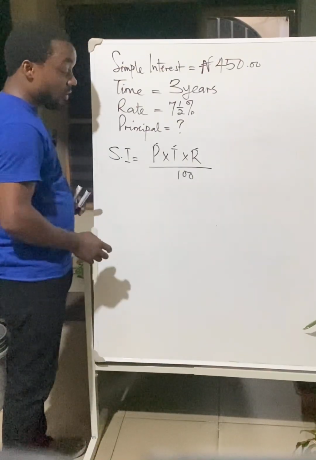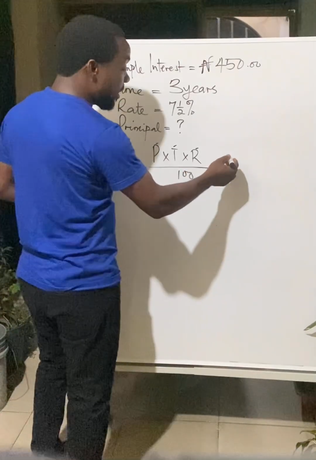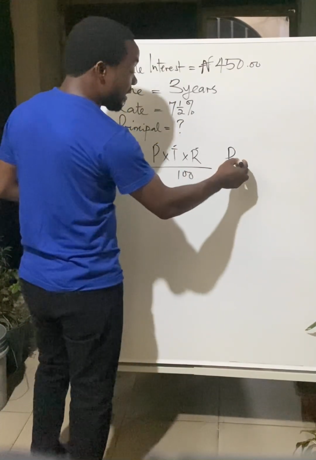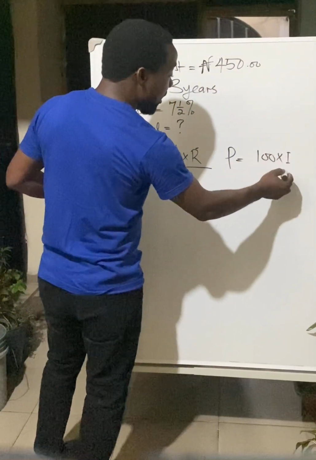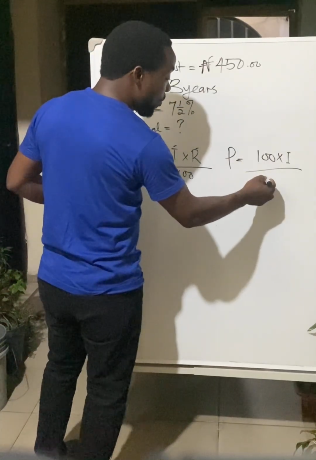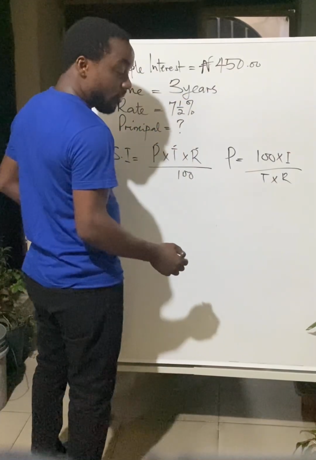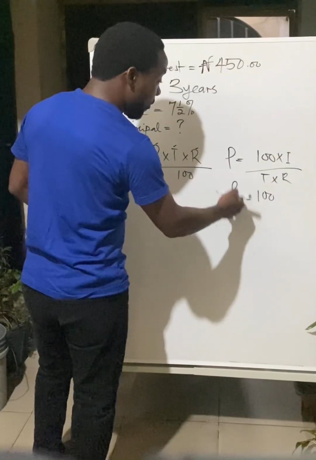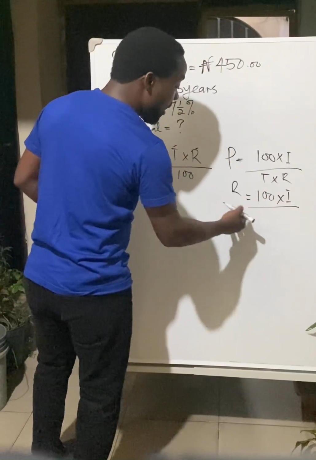Apart from simple interest, once you are looking for any of these other three, the numerator of that formula, for instance, if we are looking for the principal in this case, the numerator is 100 times interest over the other two, in this case, which is time and rate. If you are looking for rate, it is simple. For these three, the numerator remains the same, 100 times interest.